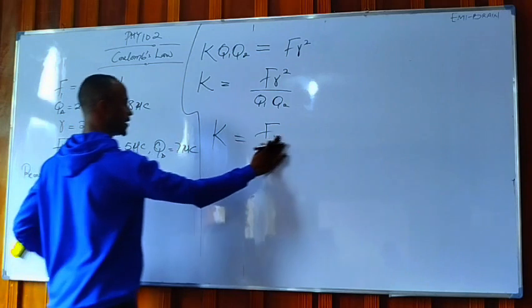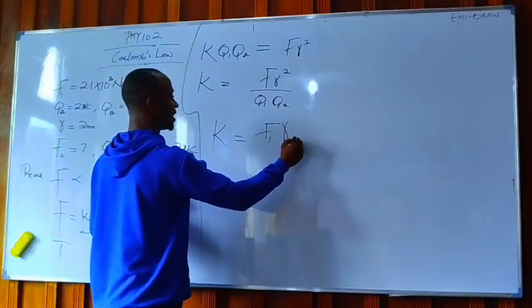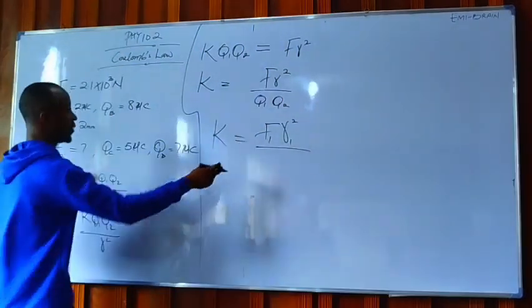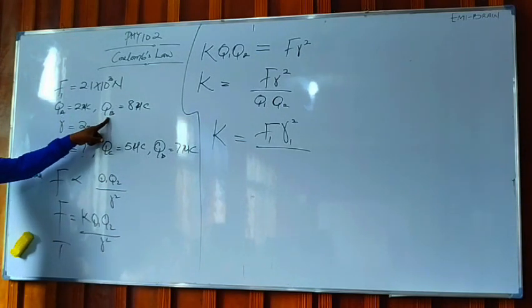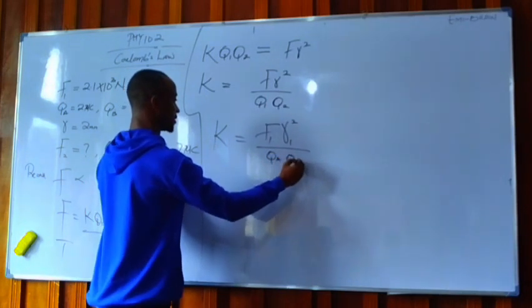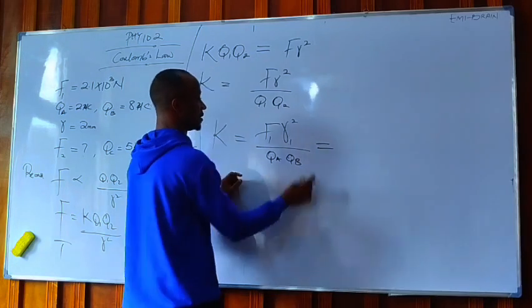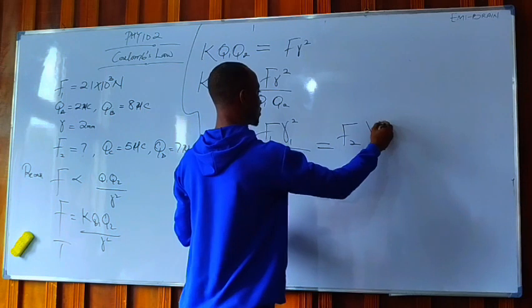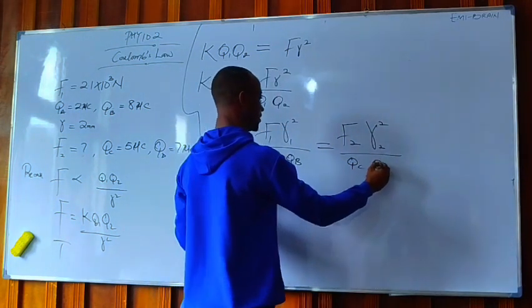So if my F1, are you following me? F1 R1 squared over the charges for this F1, QA and QB, is also K. So what will be here? QA QB equals F2 R2 squared over QC QD.